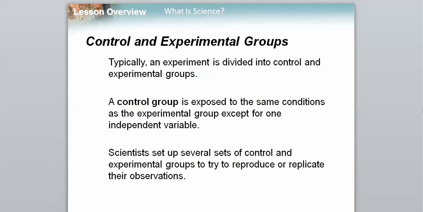And typically an experiment is divided into 2 groups. Our control group is exposed to the same conditions as the experimental group except for one independent variable. So what that means is we have one group where we leave things normal, so we don't really do anything to it. We just keep the normal conditions like it would just be in nature, and so when we make the changes in our other group, we can see what is actually responsible for what is going on. So I will explain this more in class.